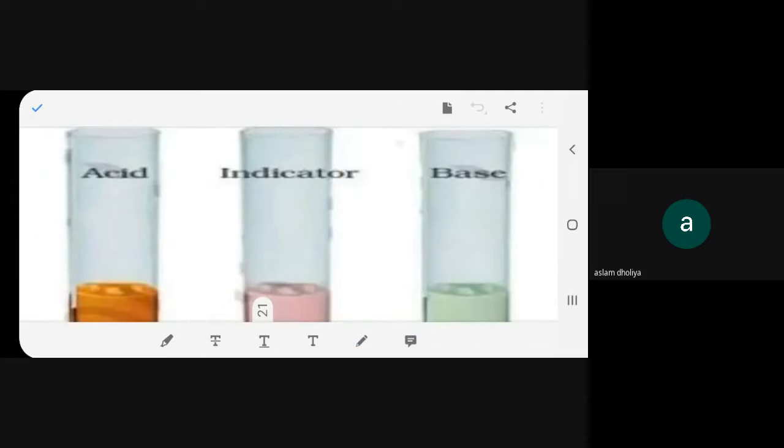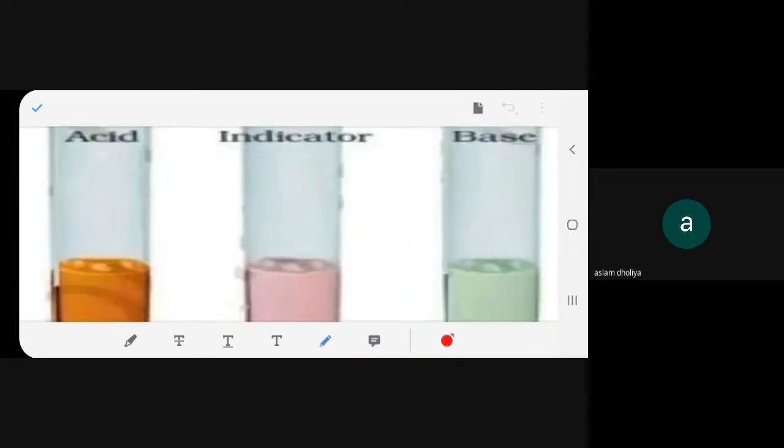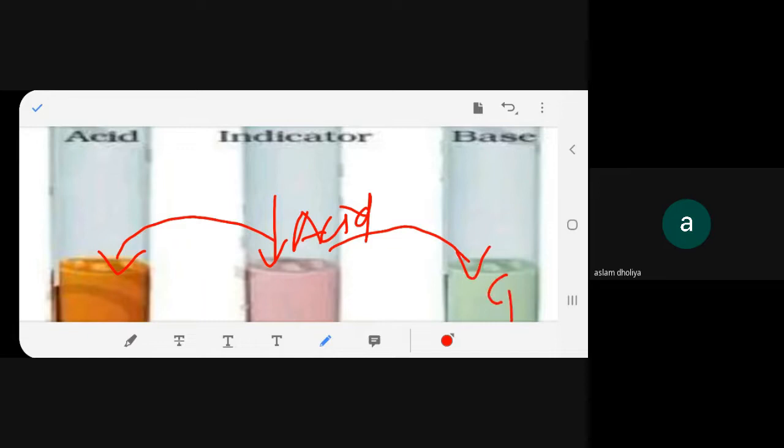Now, if you add acid to it, the color will change to orange. Can you see this? And when you add a base to it, the color will change to green. Is this clear? Is this clear, beta?